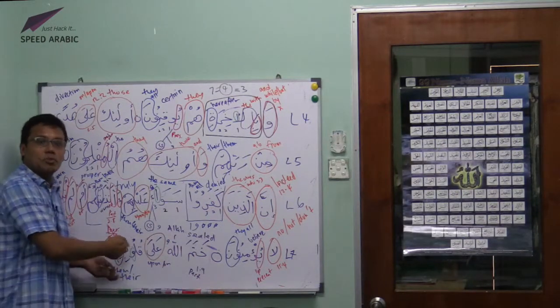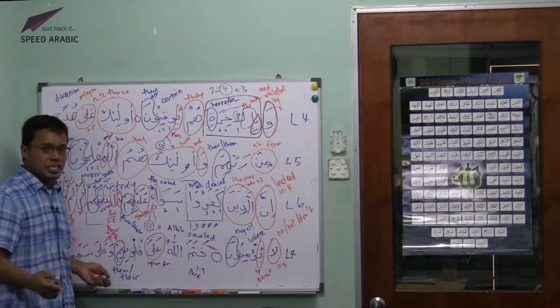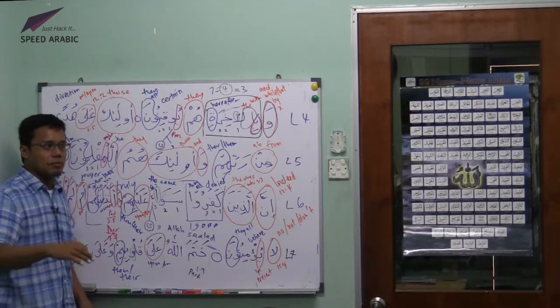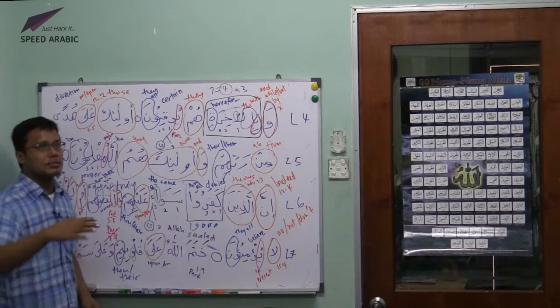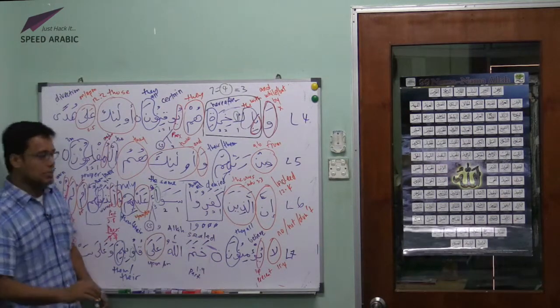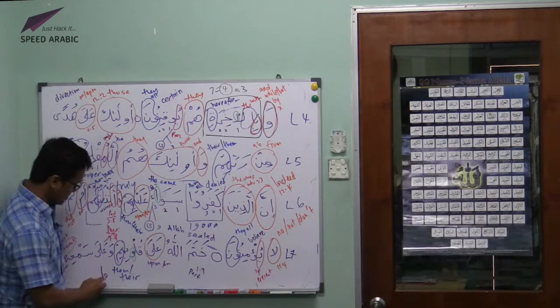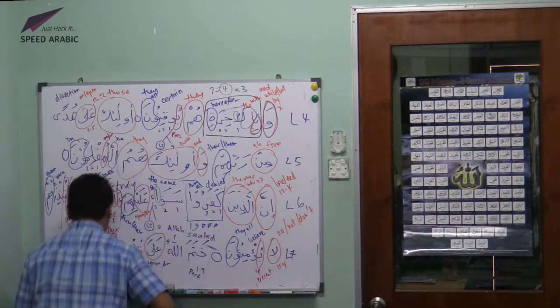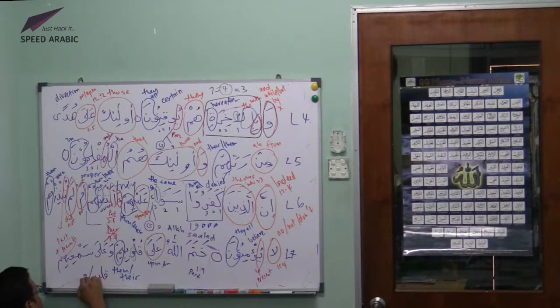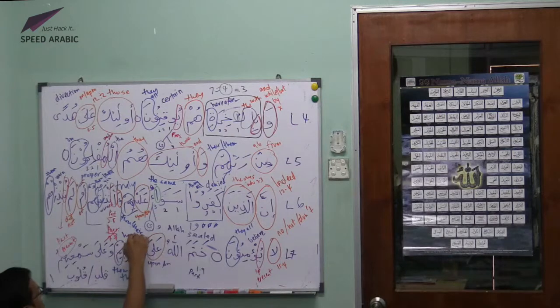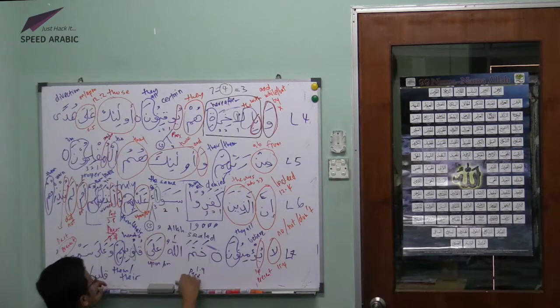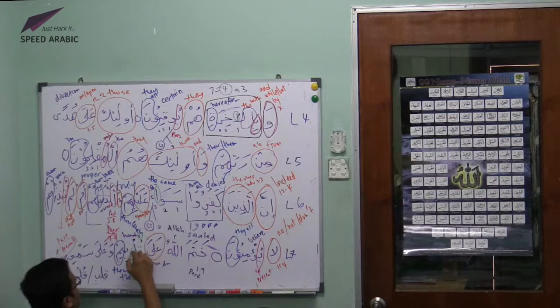So how to know the meaning of qulub? Go to the dictionary, you will find qaf lam ba, which means turn, I think. And then when you go down, you will see something like qalb, which means heart, and qulub is hearts. Okay, hearts. So this S comes from this waw.